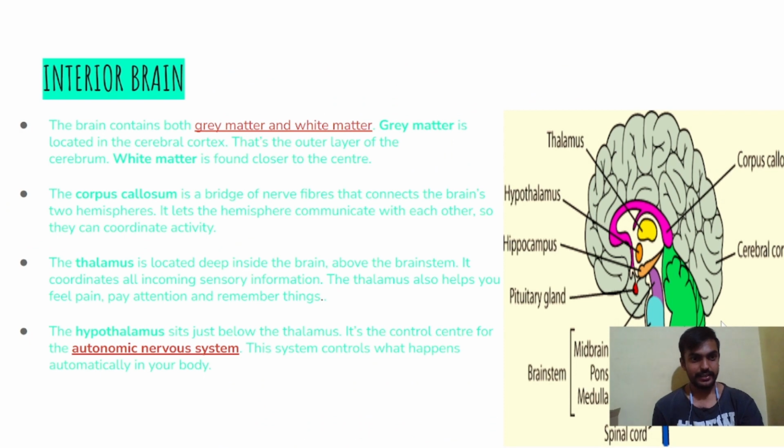Interior brain. The brain contains both gray matter and white matter. Gray matter is located in the cerebral cortex, whereas the white matter is found closer to the center part of the brain. The corpus callosum is a bridge of nerve fiber that connects the brain's two hemispheres.